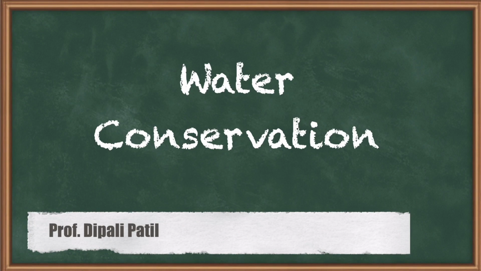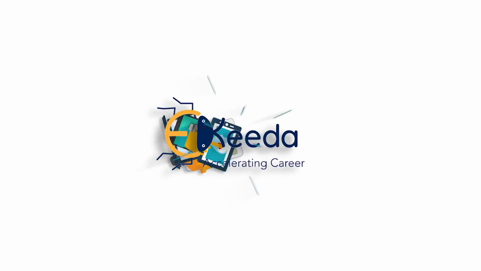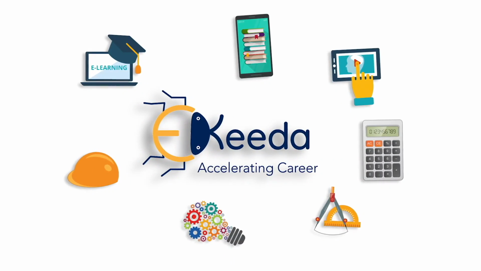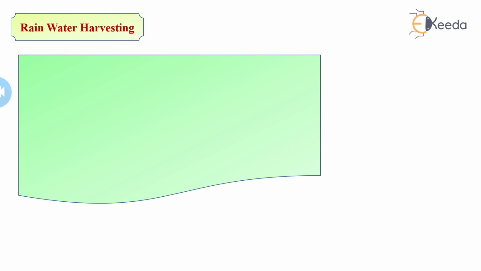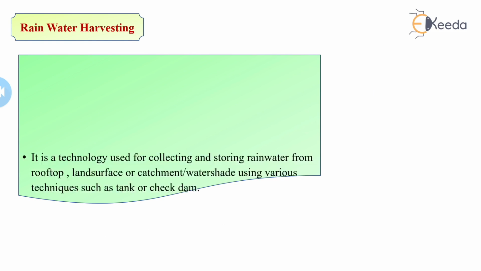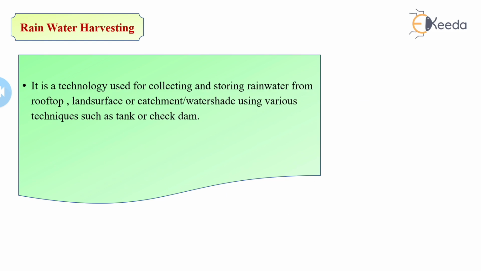Let's come to the end of this chapter, that is water conservation. Under this category, we have the rainwater harvesting system. It is the technology in which we collect and store the rainwater from the rooftop, land surfaces, and from the various catchments and watersheds.